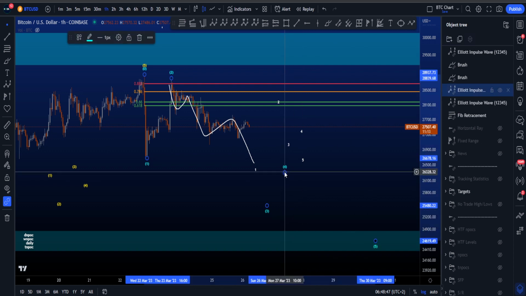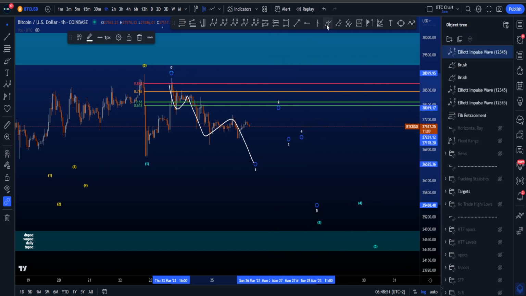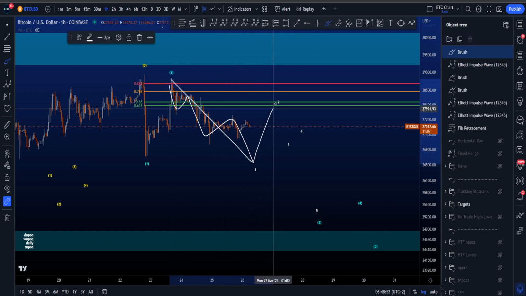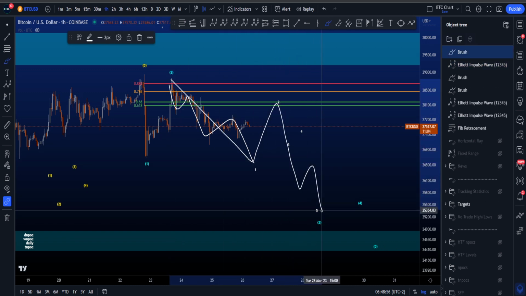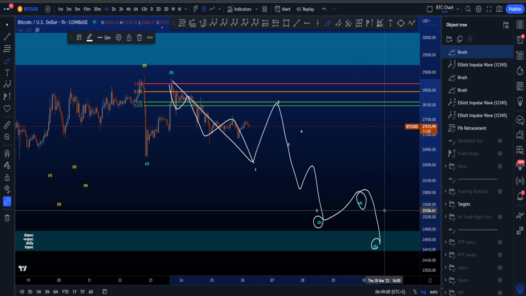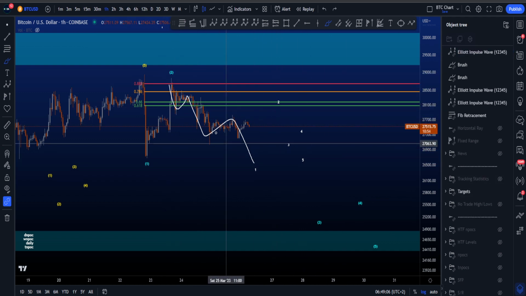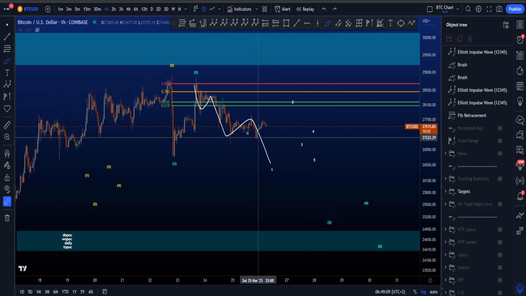So now what you're going to do is you're going to look for an impulsive structure to the downside, where this is going to be a wave 1, 2, and eventually 3, 4, 5, inside a 3, then another blue 4, and then another blue 5 to the downside. So now we're looking for this to be an impulsive structure, but it's part of a bigger structure, let's say, and it's all about how we are.